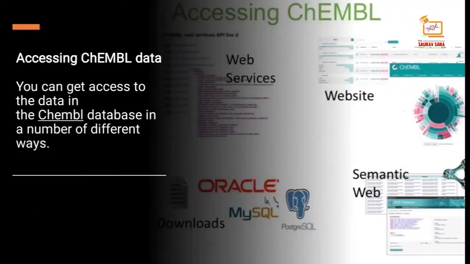Over here we can see how to access the ChEMBL database. So you can get access to the ChEMBL database in a number of different ways: by using the ChEMBL website, by using the web services, by downloading the whole database in a number of different formats, or by the EBI RDF platform.